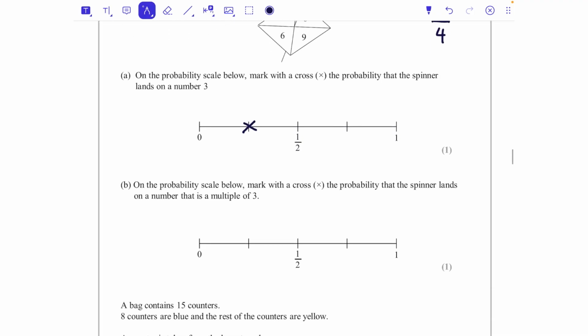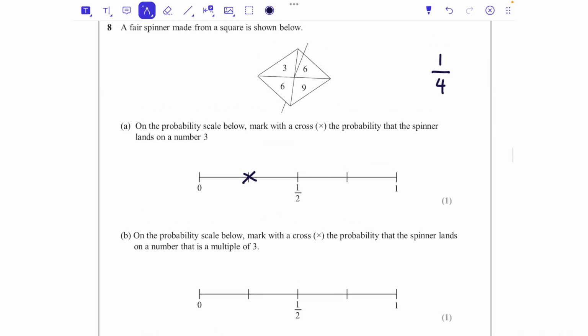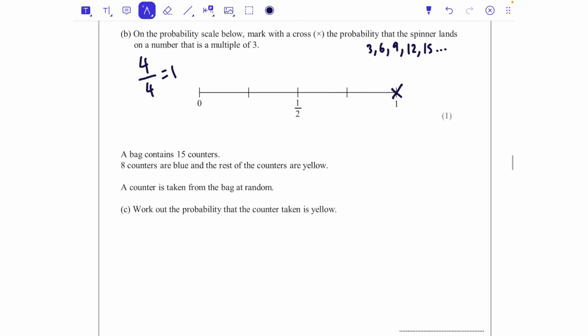For part B, on the probability scale below, mark with a cross the probability that the spinner lands on a number that is a multiple of 3. Well, multiples of 3 are numbers in the 3 times table. So I've got 3, 6, 9, 12, 15 and so on. And in fact, all of the numbers on my spinner are in the 3 times table. If they are all multiples of 3, then the chance of landing on a multiple of 3 is certain, and that would be the same as 1. You could also say it's 4 out of 4, which is 1, and so the probability of that is going to go up there at 1. It's certain that that's going to happen.